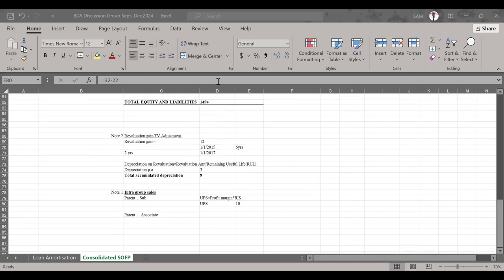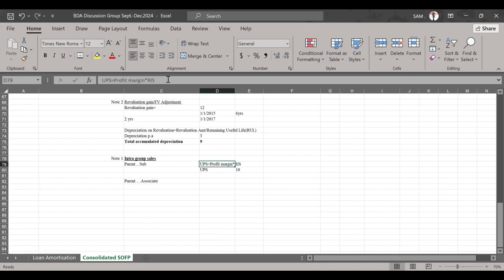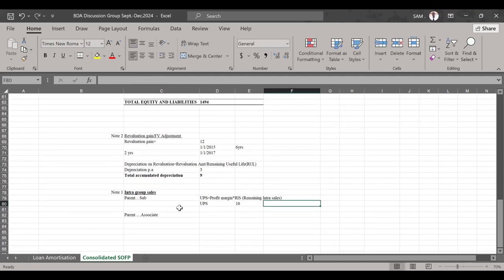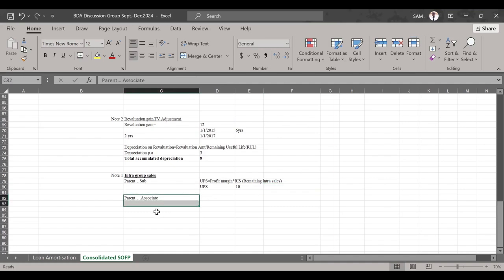I want somebody to say, what is RIS? RIS is remaining intra-sales. I want to demonstrate for you the RIS in the second part here, where the parent sold the goods to associate. I'll bring it there. So how do we treat this unrealized profit on stock where the parent sold to the subsidiary?